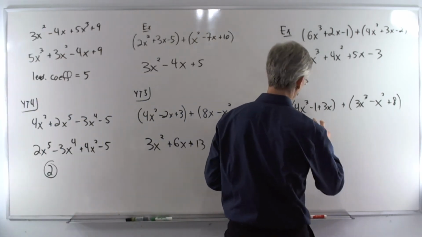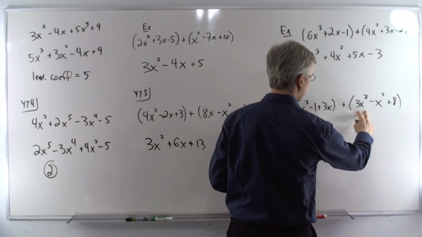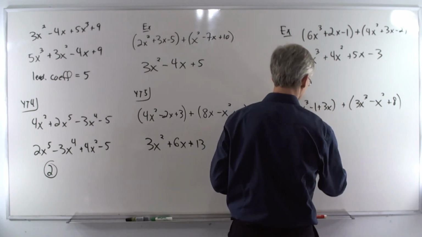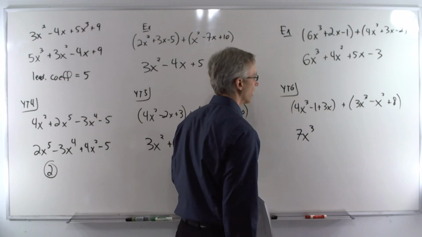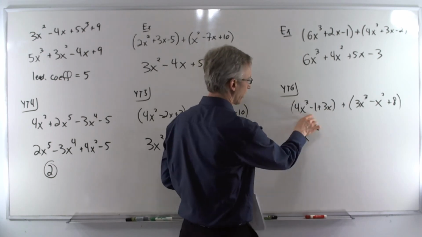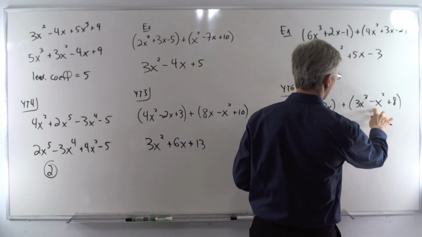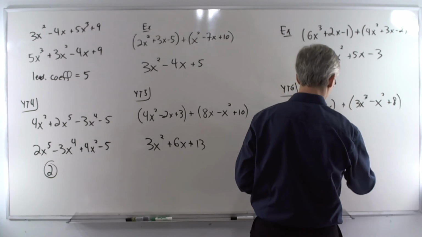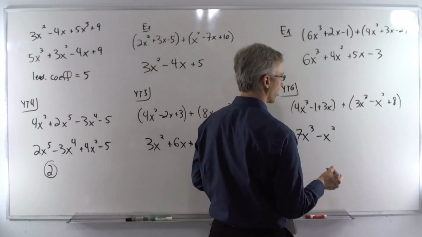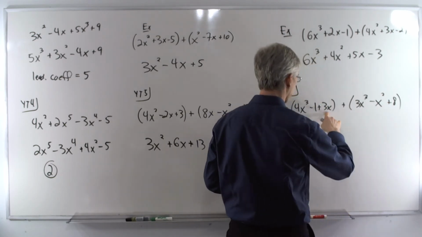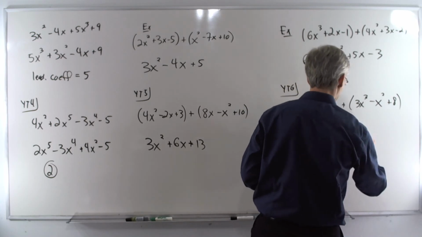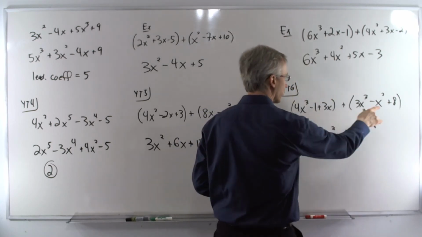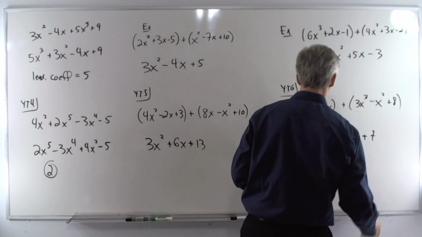Let's see what matches here. We got x to the third and x to the third. Those match, so we'll add those together to get 7x to the third. And no x squareds here, but we do have this one, so we're subtracting an x squared. Now x terms, no x terms over here. We do have a 3x here. So keep that. And then we can combine the constants. Negative 1 plus 8 is 7.